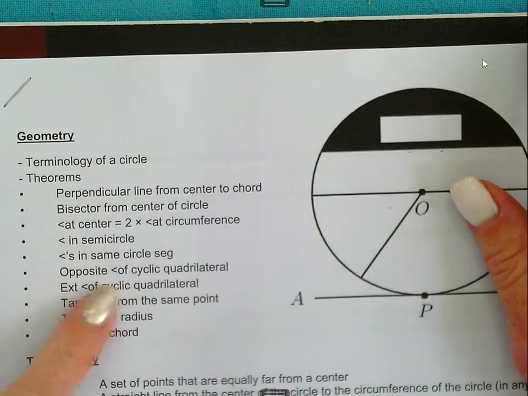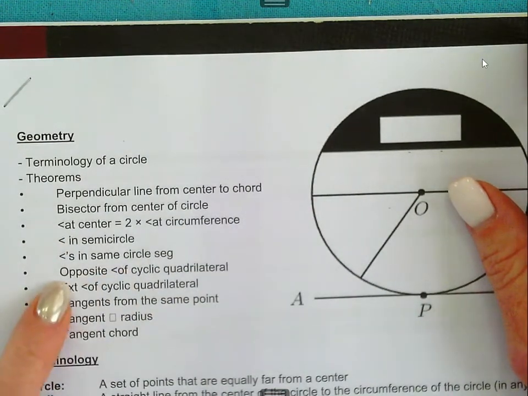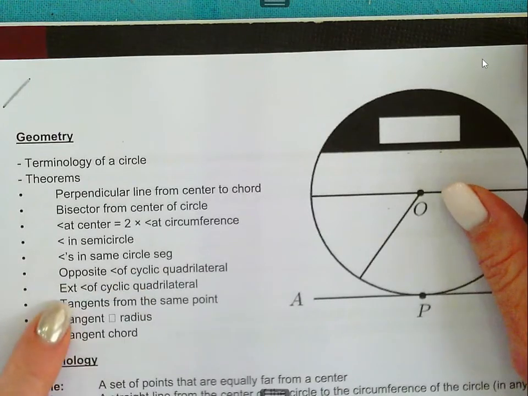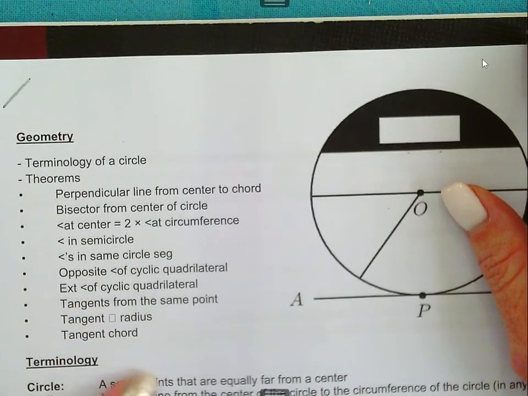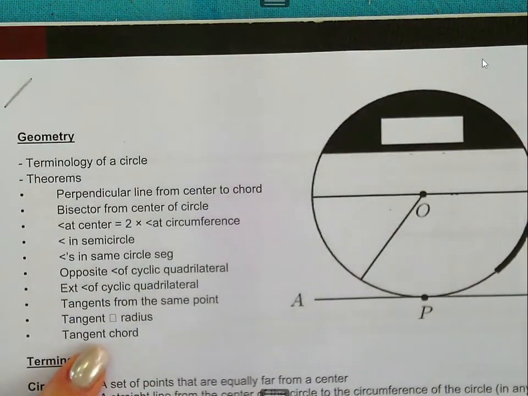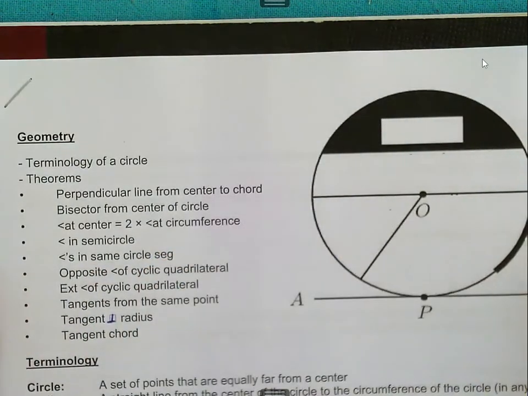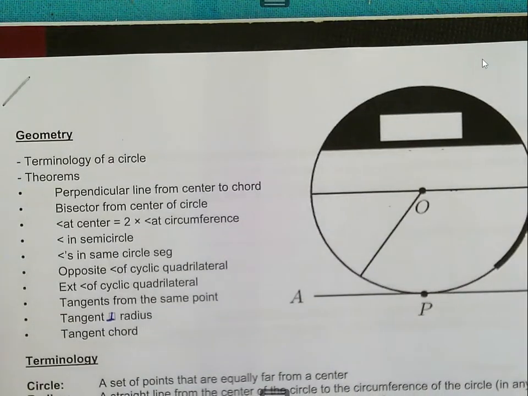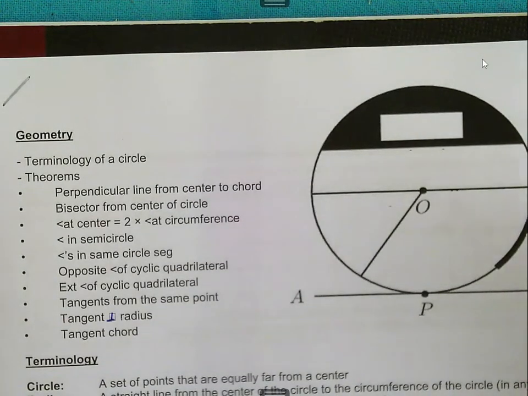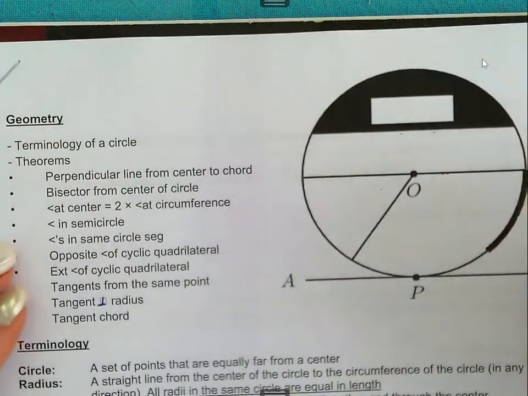Angle in a semicircle, angles in the same circle segment, opposite angles of a cyclic quad, exterior angle of a cyclic quad, tangents from the same point, tangent perpendicular to the radius. You can just put the symbol in there because the printer doesn't print that sign. It's an upside down T. And then tangent chord. Those are going to be all of the theorems that we are going to look at.